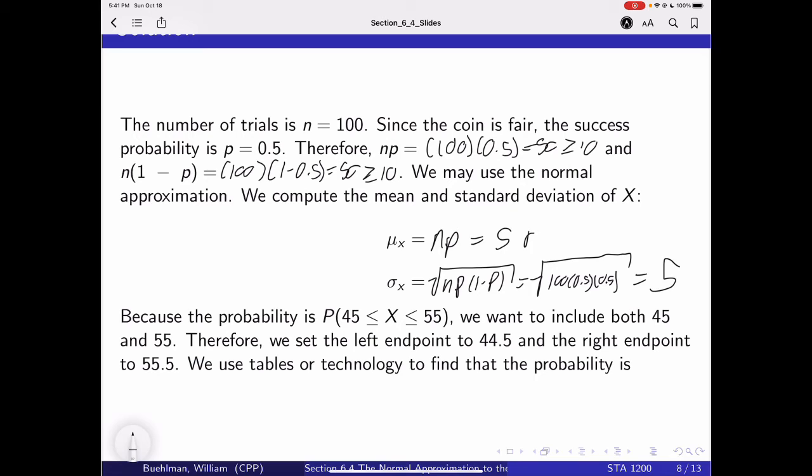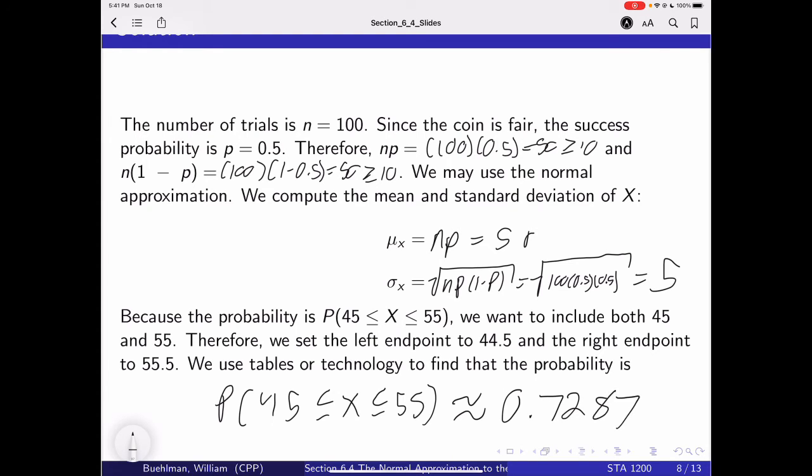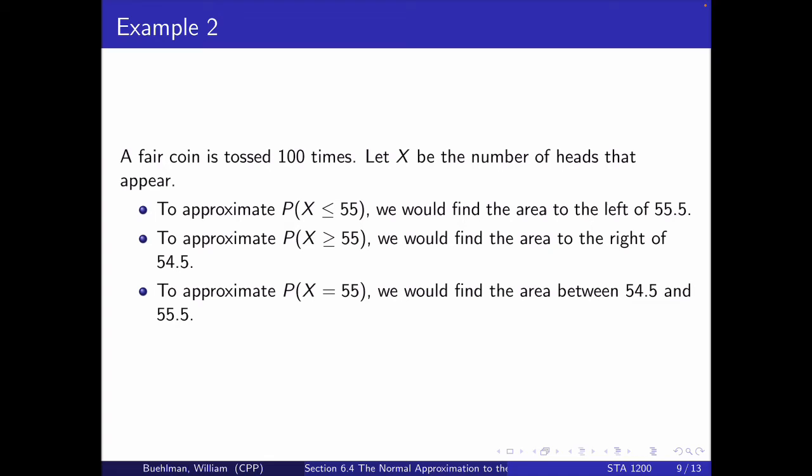Because the probability is that 45 is less than or equal to x, which is less than or equal to 55, we want to include both 45 and 55. Therefore, we set the left endpoint to 44.5 and the right endpoint to 55.5. We can use tables or technology to find that the probability that 45 is less than or equal to x, which is less than or equal to 55, is approximately 0.7287.